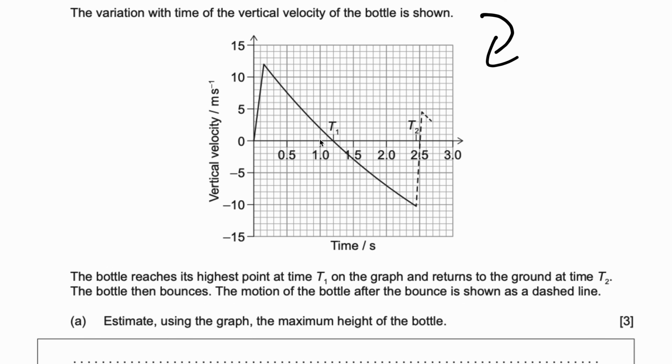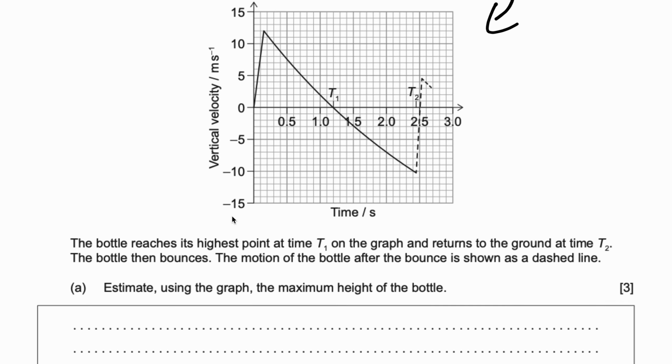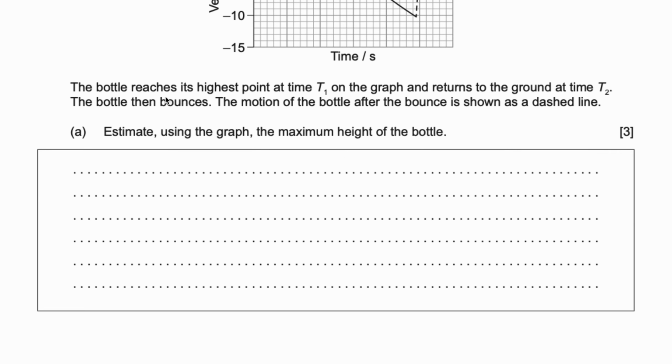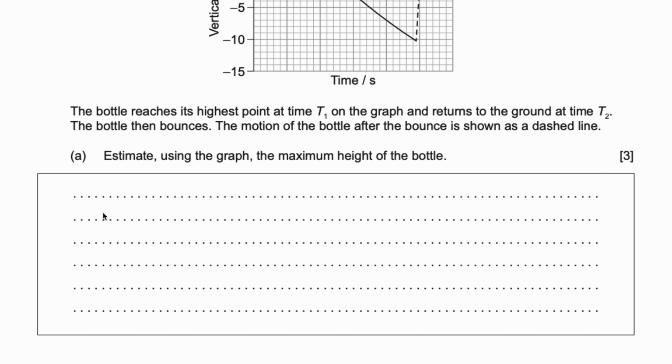Part A. How do we do this? This is a velocity time graph, and we know the area under a velocity time graph is displacement, and the displacement up till t1 in this case represents the maximum height of the bottle. Why? Because t1 is the time at which the bottle reaches its maximum height. So if I can find the area of this curve up till t1, that tells me the height that the bottle reaches. So this is a triangle, so we can use the area for a triangle, half base into height.